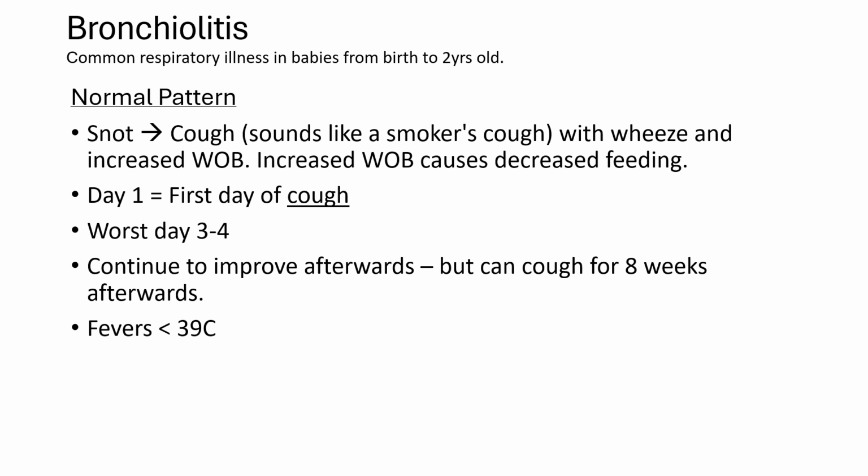Bronchiolitis. This is a very common respiratory illness in babies. It can occur from birth to around 2 years old. There's a normal pattern that's important to remember, because if children present outside the normal pattern, we need to be thinking about other differentials. The illness usually starts with snot and cough that sounds like a smoker's cough coming out of a little baby. The first day of cough is thought of as day 1.